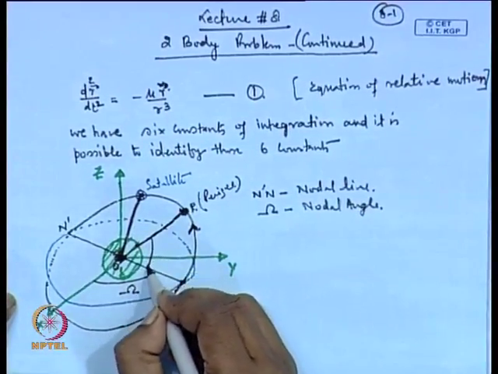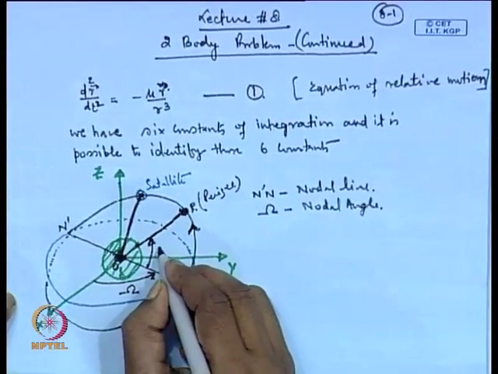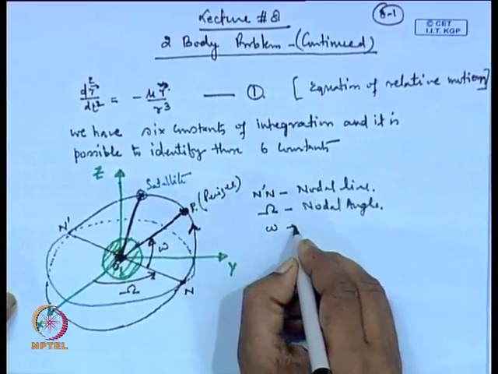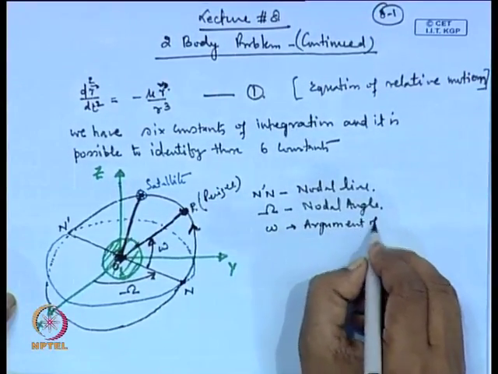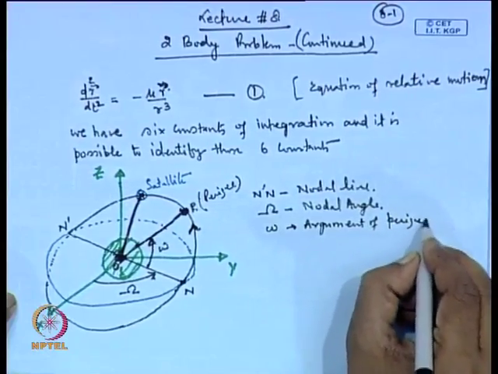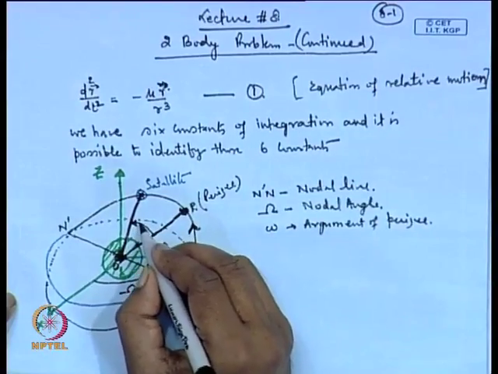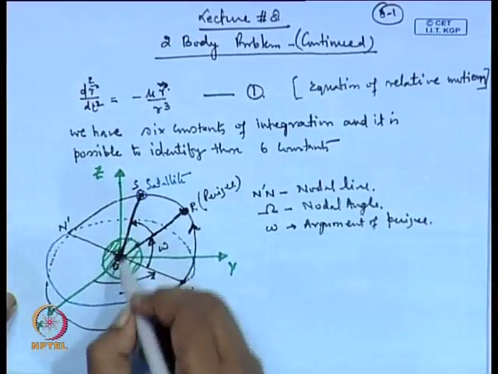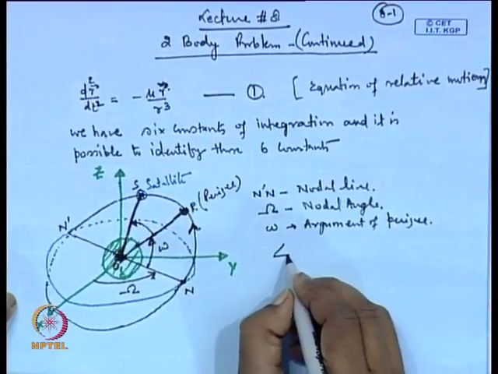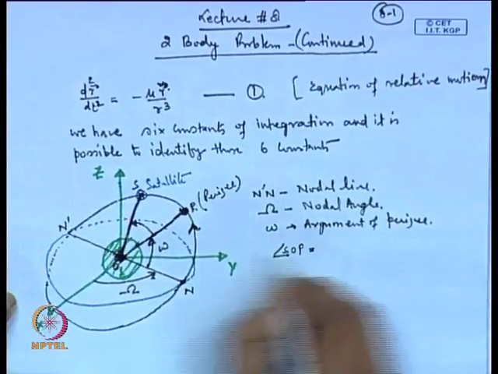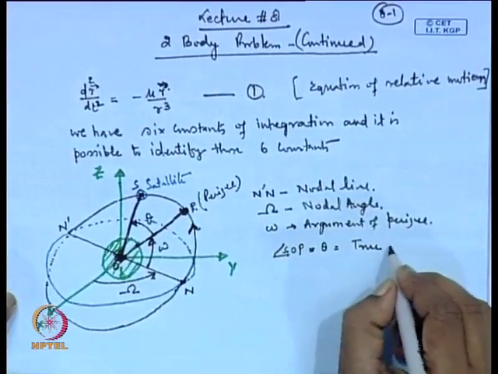The angle between the nodal line and the perigee line is termed small omega, which is called the argument of perigee, while the angle between the periapsis line and the satellite, which we have written as S O P, is equal to theta. This is called the true anomaly.